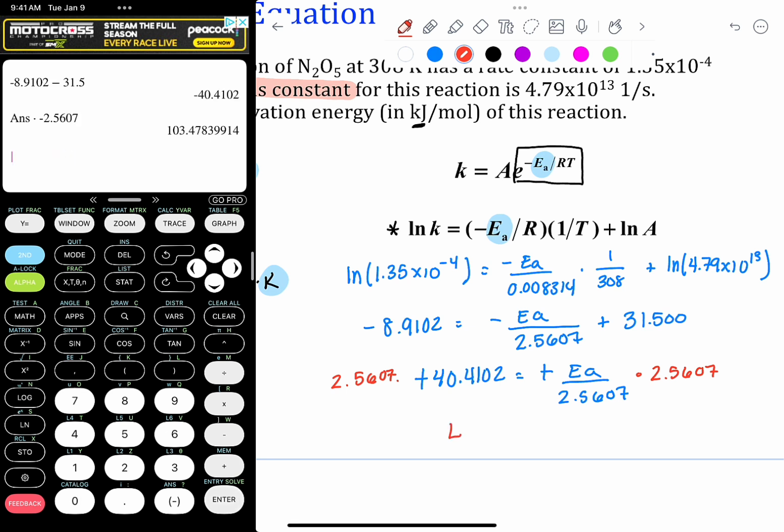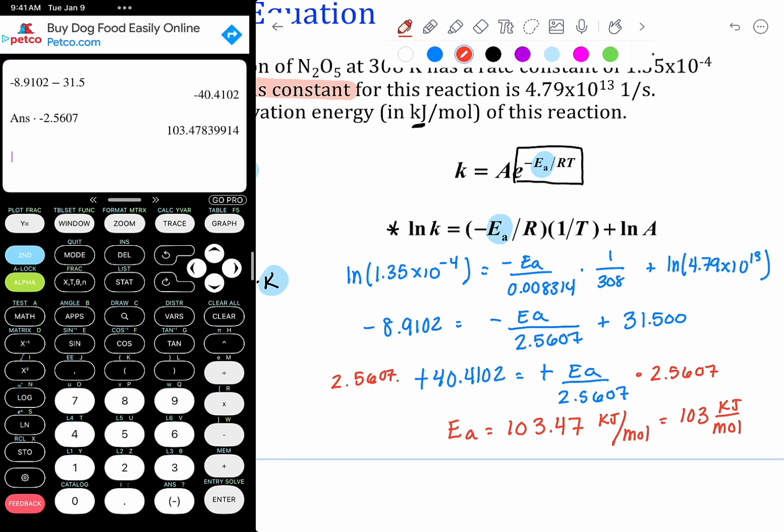And we get an EA that's equal to 103.47, and that would be kilojoules per mole coming from our R constant. This has 3 significant figures in the problem, so we're going to call this 103 kilojoules per mole our activation energy. So that's as much energy that the molecules need to have in order to have an effective collision and form product when they collide.